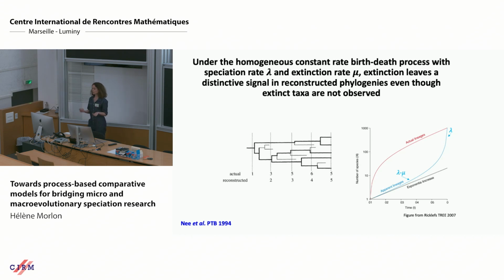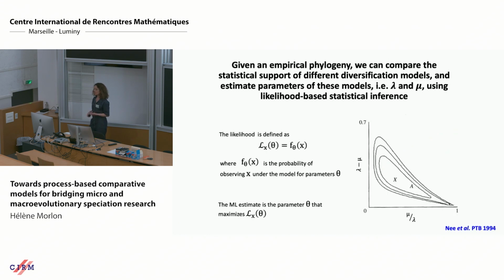And now, if we want to complexify the models and include some heterogeneity across time or across lineages, then we need to resort to more advanced statistical techniques. And so we are actually able to compute the likelihoods of trees. So here I mean the likelihood of the succession of branching events and topology under the birth-death process.